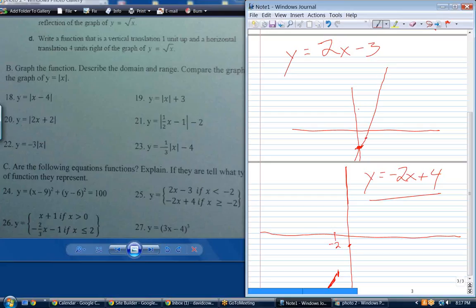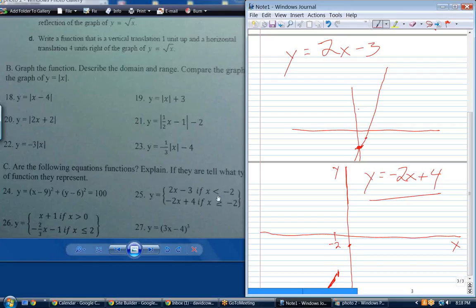Wait, I'm confused about the first one still. Like, since it's that equation if x is greater than negative 2, wouldn't it be the top half, not the bottom half? No, we're looking at x. X refers to the horizontal axis. Y is the vertical axis. So we're saying whenever we're to the left of negative 2 on the horizontal axis, the function is going to be y equals 2x minus 3, which is this straight line that I've got down here.